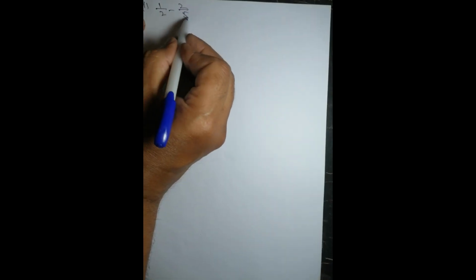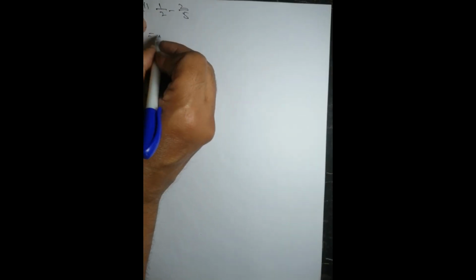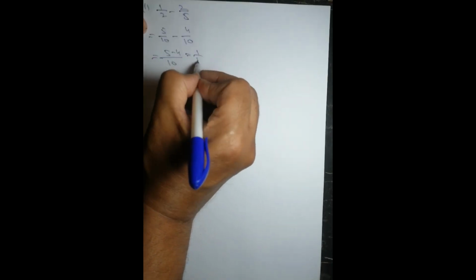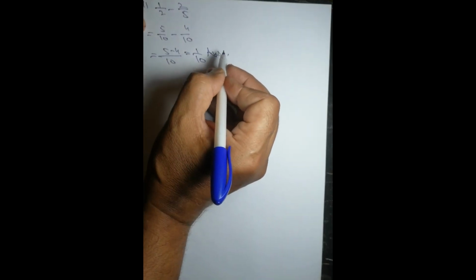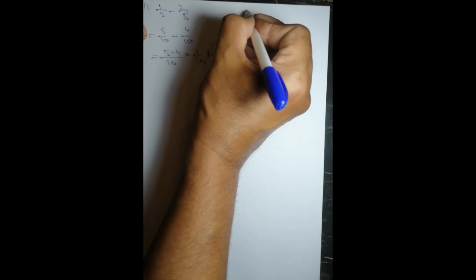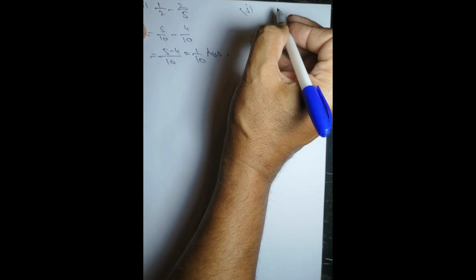Now the question is part I, that is 1 by 2 minus 2 by 5. So both denominators are different, so we will multiply this fraction by 5 and this by 2. So 5 2s are 10 and 5 1s are 5, minus this fraction by 2. 5 2s are 10, 2 2s are 4. So 5 minus 4 is equal to 1 by 10. This is the answer.